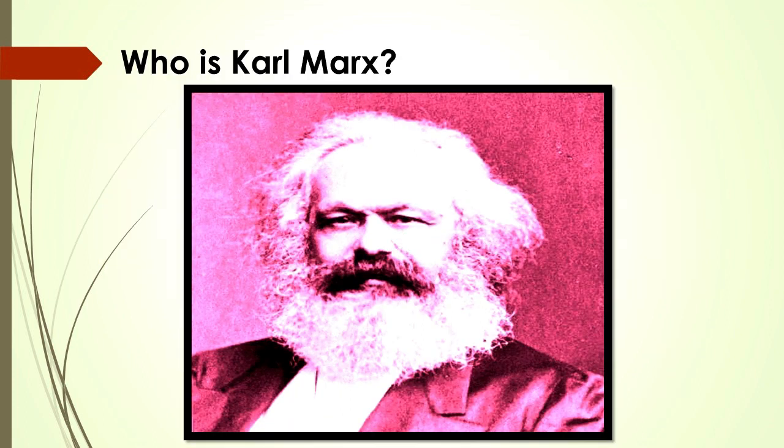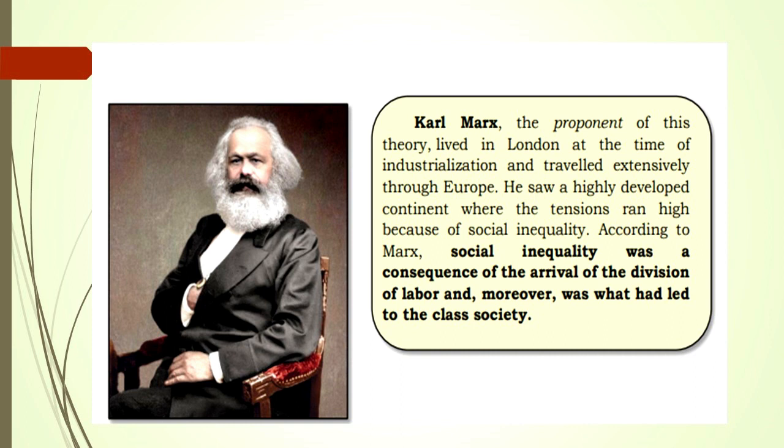Now, before we proceed to our lesson proper, we have to know who this guy is. Who is Karl Marx? Let's get to know him better. Karl Marx is the proponent of this theory, Marxism. He lived in London at the time of industrialization and traveled extensively through Europe. He saw a highly developed continent where the tensions ran high because of social inequality. According to Karl Marx, social inequality was a consequence of the arrival of the division of labor and, moreover, was what had led to the class society.